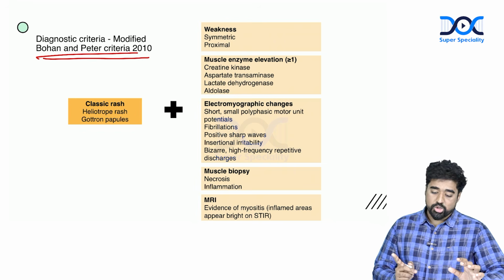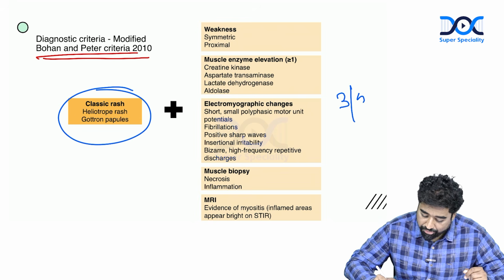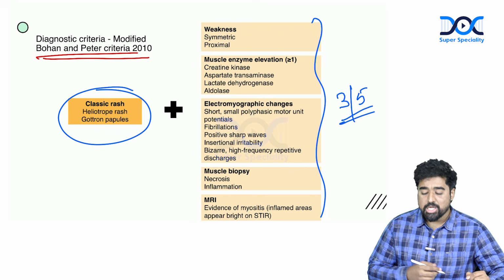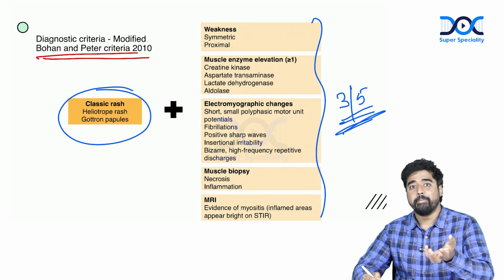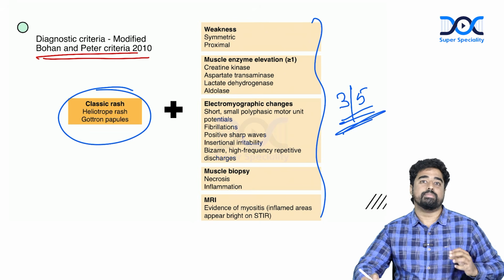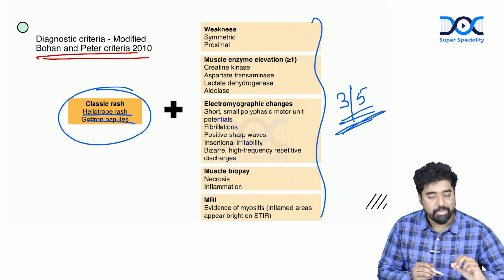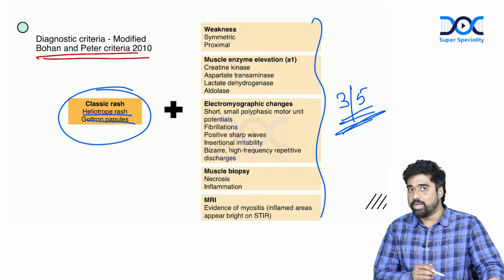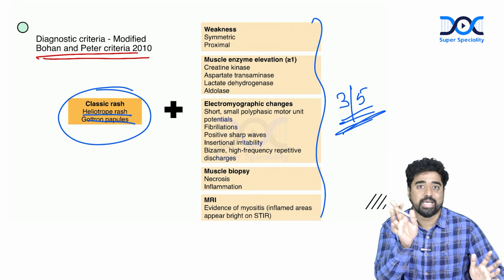Here, the main thing that you should remember, more than the cutoff, is that it is classic rash plus 3 out of 5 of these things. More than remembering this 3 out of 5, what is more important is understanding what the components are. So classic rash, including heliotrope and Gottron papule, should be there for a juvenile dermatomyositis diagnosis. Again, this is according to this criteria. It's not a gold standard criteria.